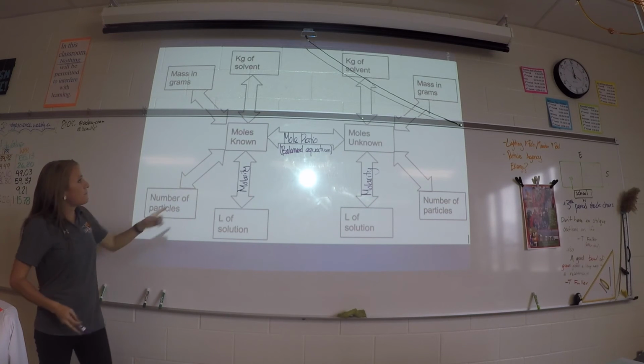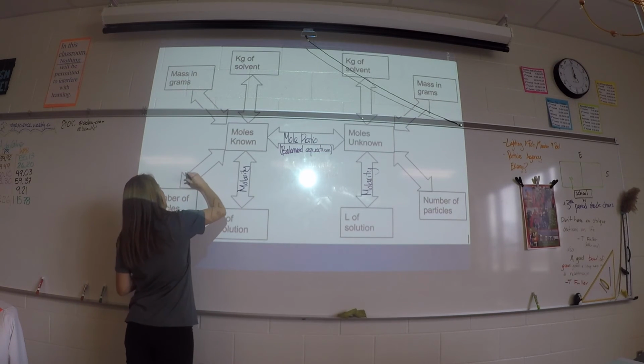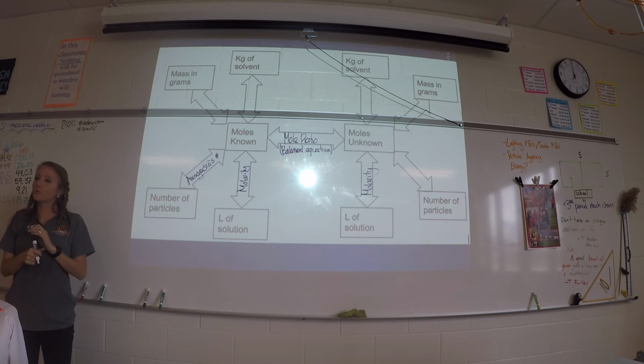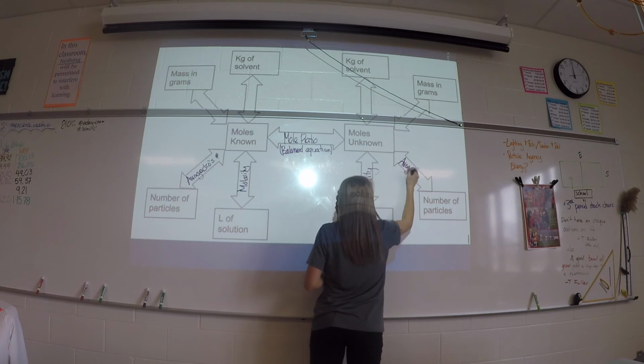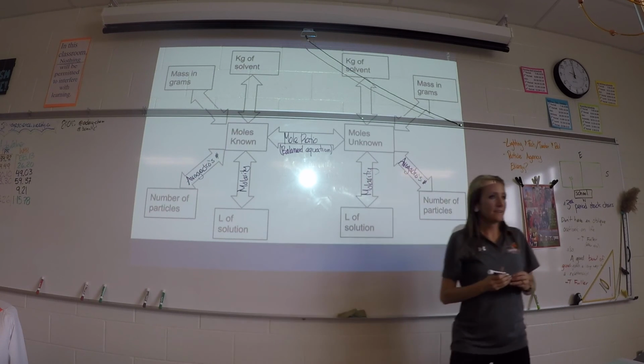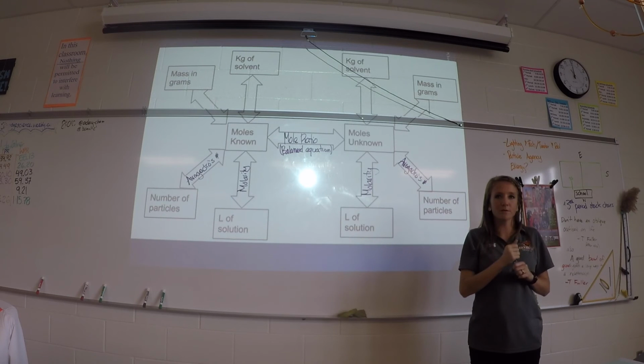What's the pathway to go from moles to particles? What do I use there? That big number, Avogadro's number. What's the number? 6.02 times 10 to the 23rd. So Avogadro's number is what gets us there, from moles to particles or particles to moles.